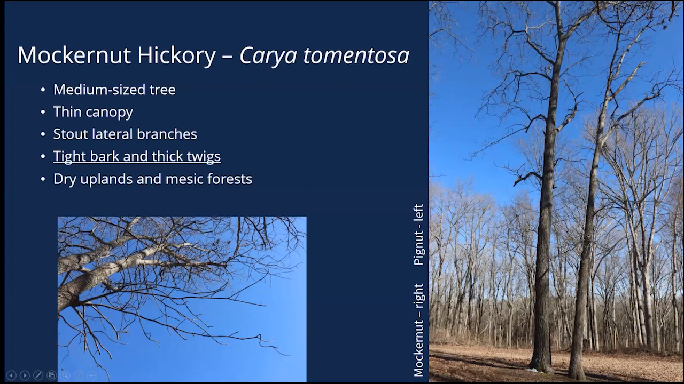Usually a thin canopy, stout lateral branches, tight bark, thick twigs jump out to you. And this is going to be in dry uplands or mesic forest as well. Common tree, a lot of times it just gets overlooked because people just can't separate it from the other hickories.